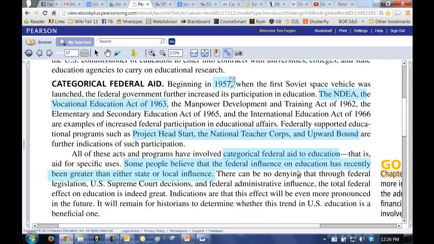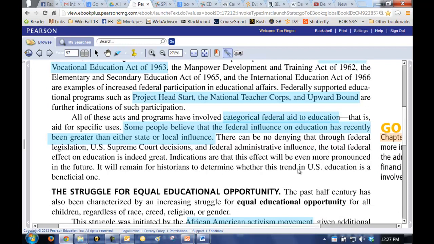The NDEA, Vocational Education Act of 63, Manpower Development Training Act of 62, Element Ed Act of 65, International Education Act of 66, all of these were federal acts to take control of schools. And then it came down here, and here's what you'll want to also put in your notes. Project Head Start, National Teacher Corps, Upward Bound are further indications of such participation. All these acts and programs have involved categorical federal aid to education, meaning if you would do what they say, you can have the money.